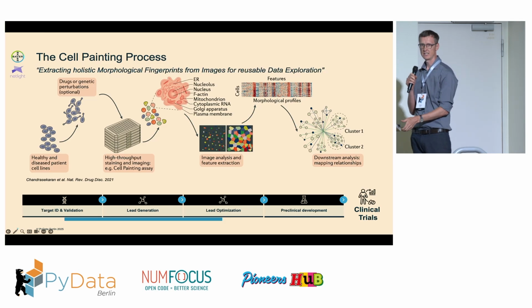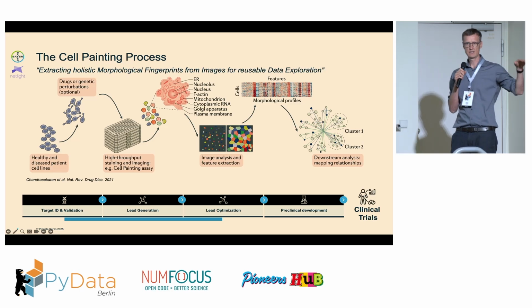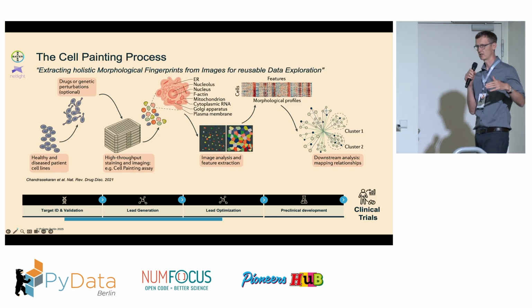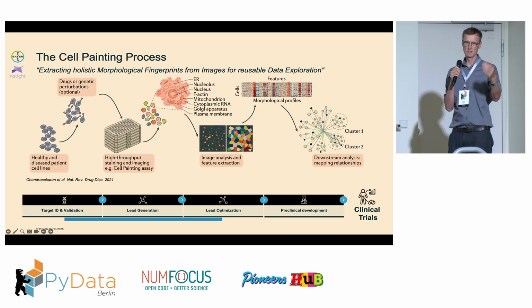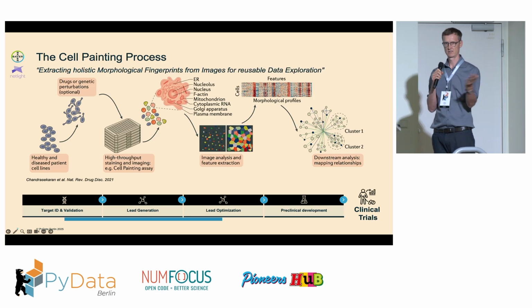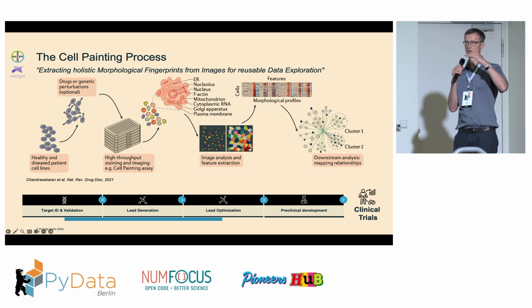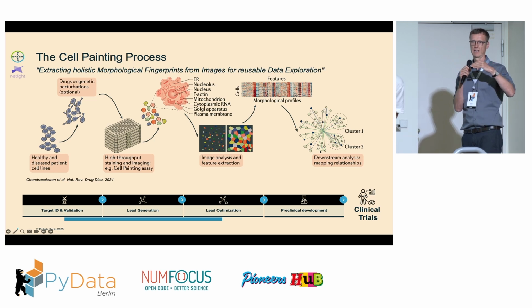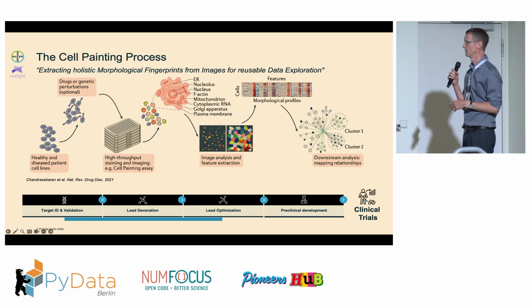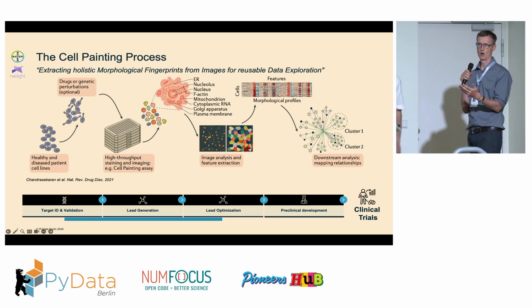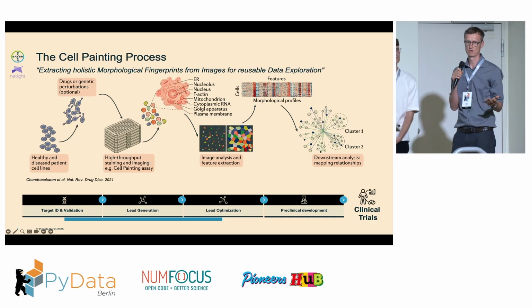But then obviously there's a lot of noise in these images. So in order to get rid of that noise, we repeat the experiments across several wells, and then in post-processing, we generate what we call a consensus profile for each condition, basically a compound at a certain concentration, and then analyze those conditions to actually find new drugs. Right?